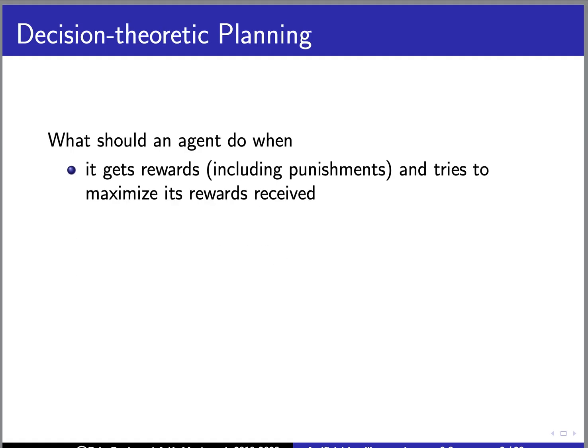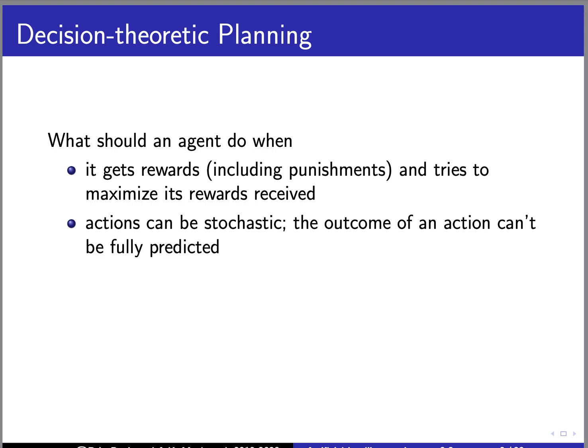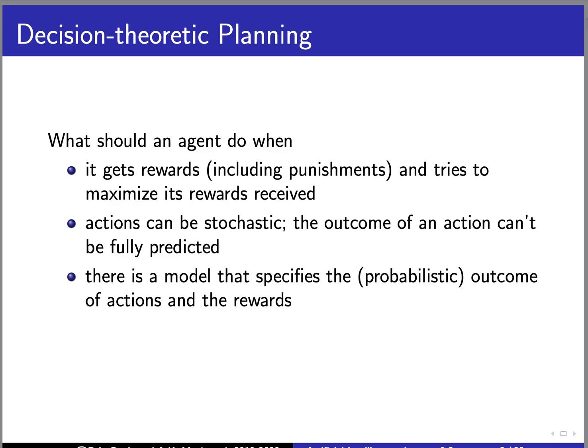All right, so here's what we're going to do. Decision-theoretic planning is what this is often called. We talk about what an agent should do when it gets rewards, including punishments, and tries to maximize the rewards received. The actions can be stochastic, so we can't fully predict the outcome of an action. There is a model, however, that specifies the probabilistic outcome of actions and the reward. So we're going to assume we have a model.